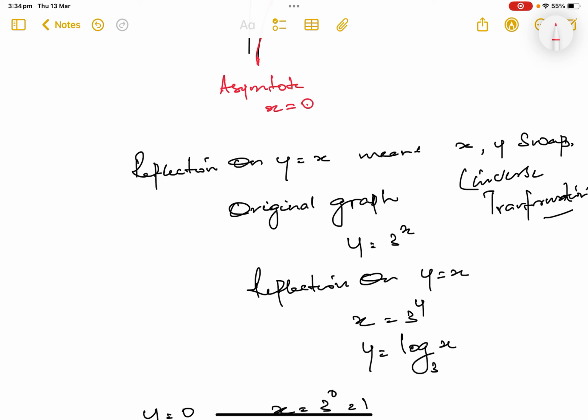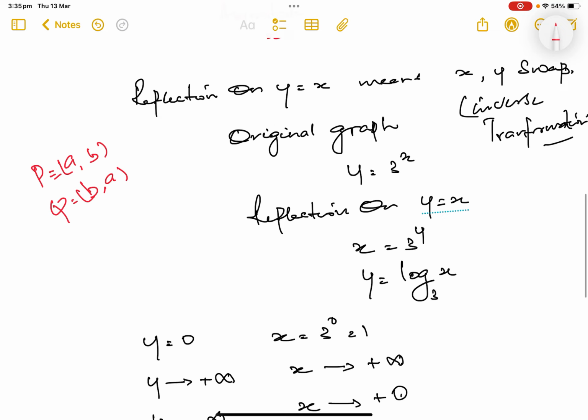For example, if a point P has coordinates (a, b), its reflection in the line y equals x will be Q, which is (b, a). So simply x becomes y and y becomes x. Every x value becomes a y value, and every y value becomes an x value. The original graph is y equals 3 to the power x, so the reflection in y equals x is simply swapping x and y.